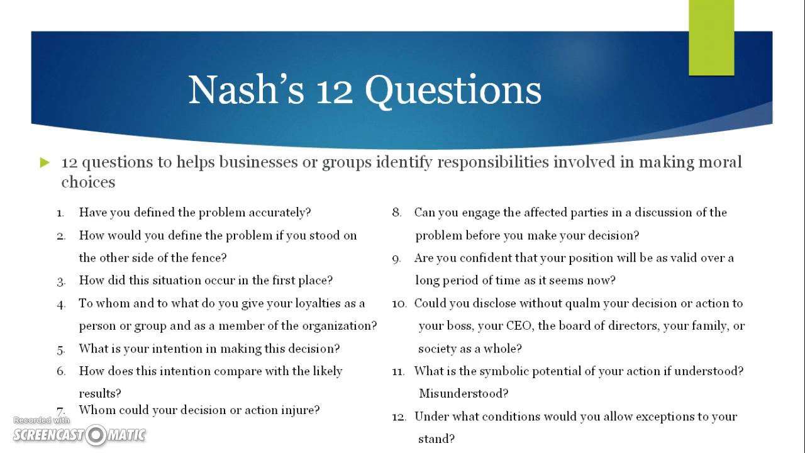Nash's 12 questions are 12 questions to help businesses or groups identify responsibilities involved in making moral choices. As you can see, there are 12 of them, and I'll just read a few. The fourth one is to whom and to what you give your loyalties as a person or group and as a member of the organization. Number 9, are you confident that your position will be as valid over a long period of time as it seems now? And number 12, under what conditions will you allow exceptions to your stand? You can read through these, and again, this helps identify the responsibilities for businesses or groups.